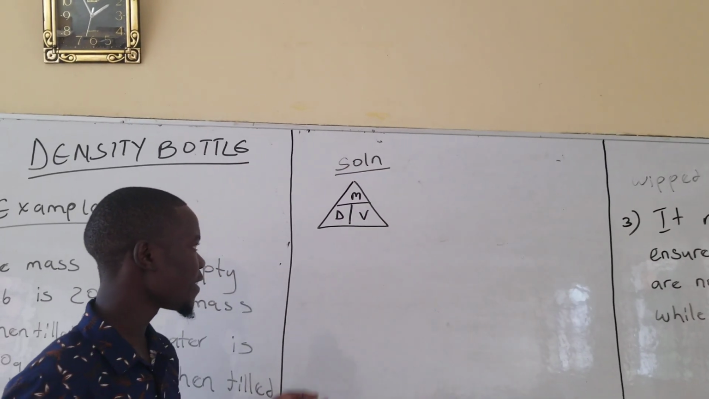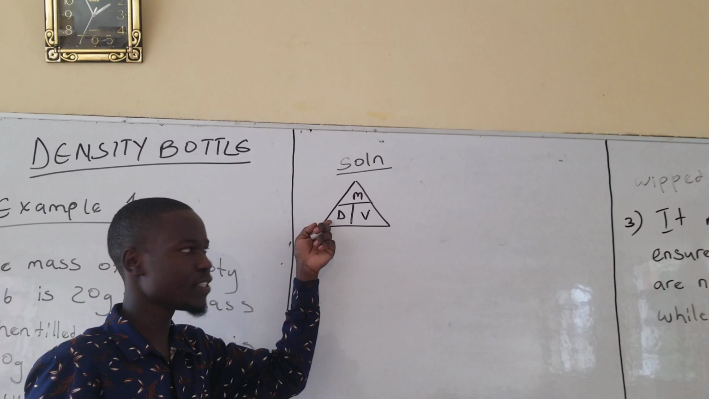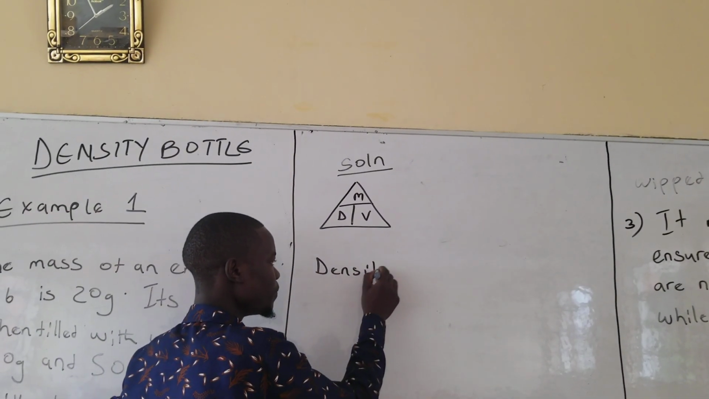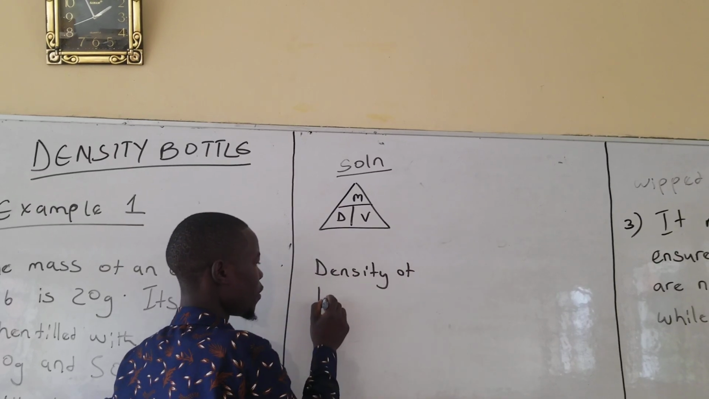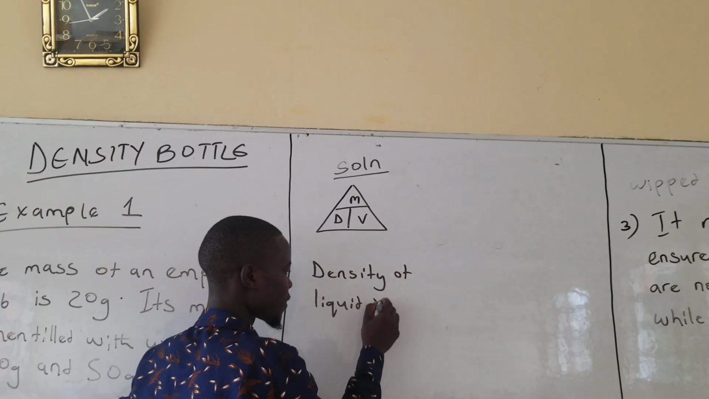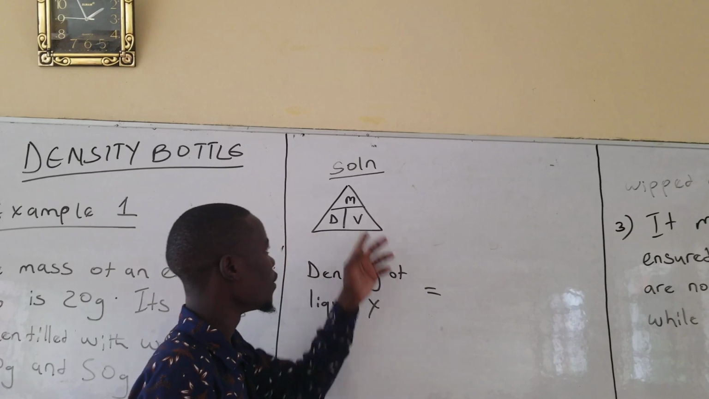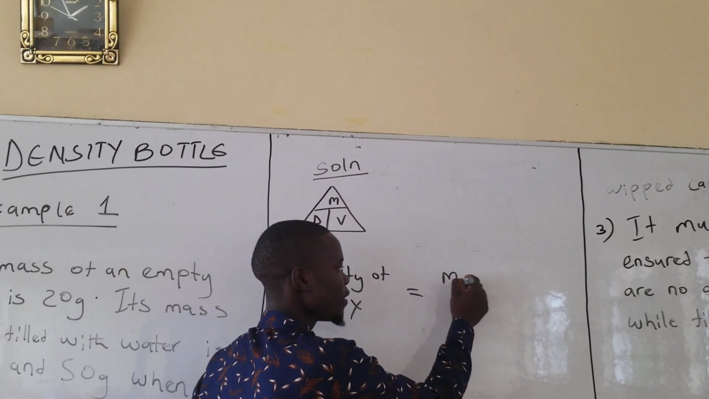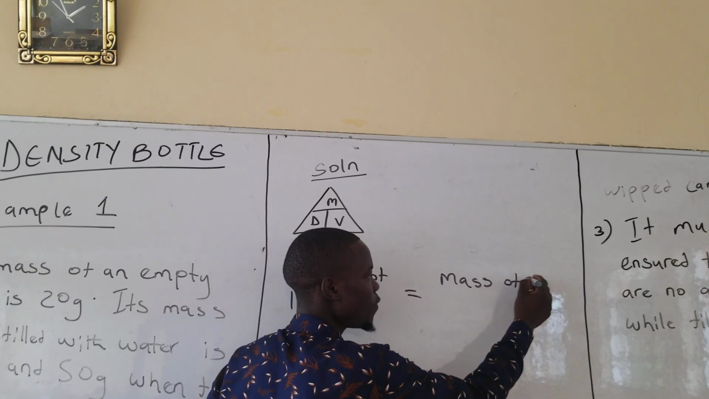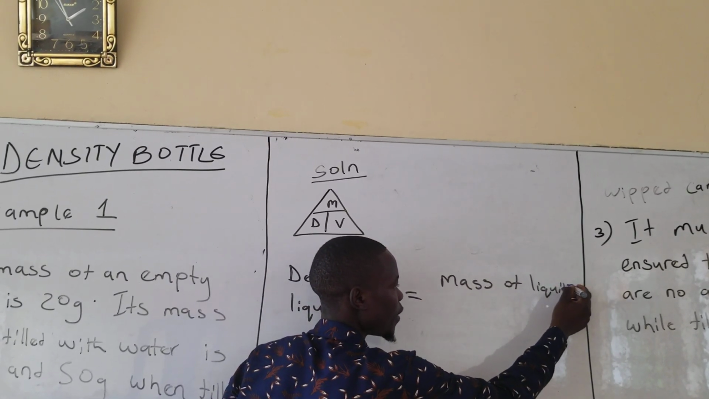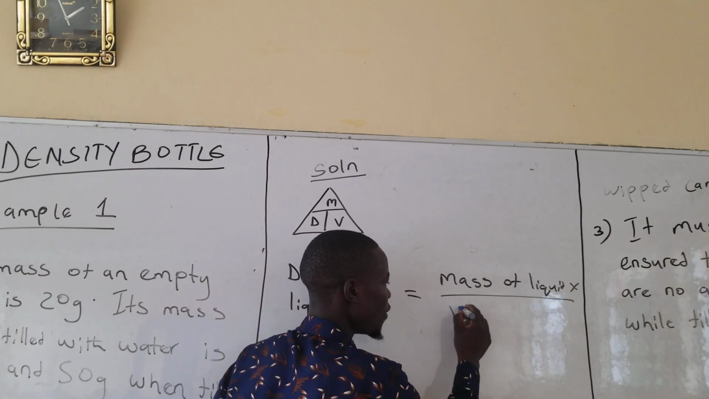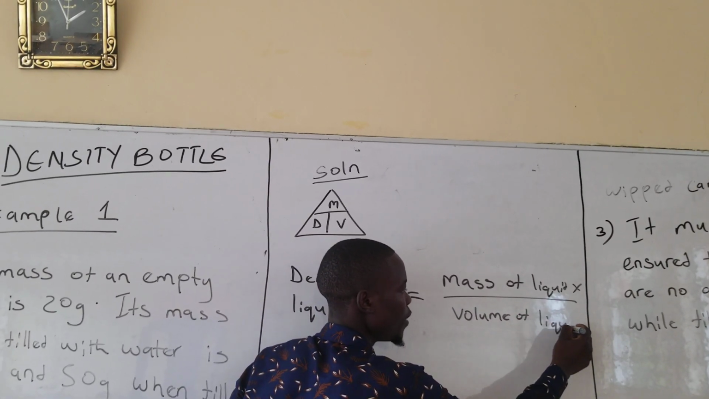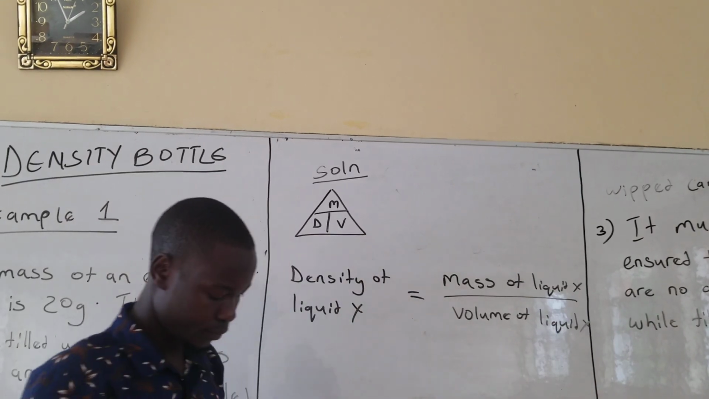So what am I interested in? I'm interested in getting the density of liquid X. So I'll say density of liquid X is equivalent to what? The mass of liquid X over the volume of liquid X. So I write mass of liquid X over the volume of liquid X.